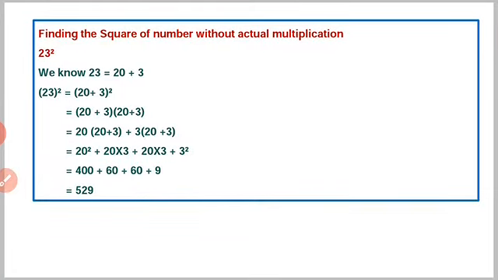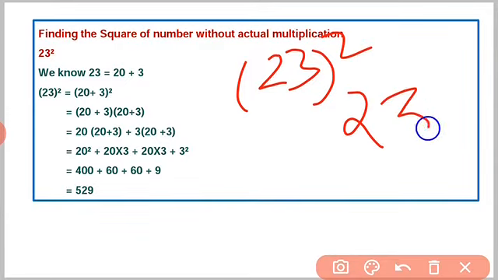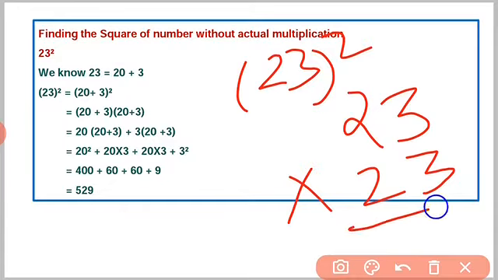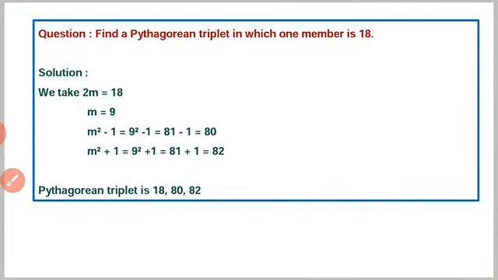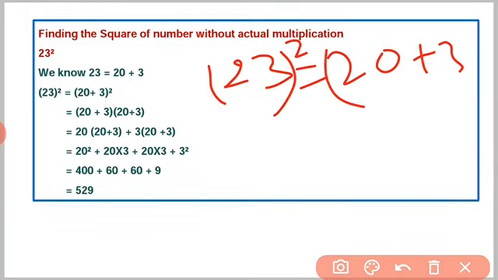Now let us take another topic where we have to find the square of a number without actual multiplication. Suppose we have been given a number and we need to find the square of this number, 23. What we usually do is multiply 23 by itself and find the square. But we don't have to do this. We will apply another method. We know that 23 is equal to 20 plus 3, and since we are doing the square, we will square both sides. So now we have to find the square of 20 plus 3.